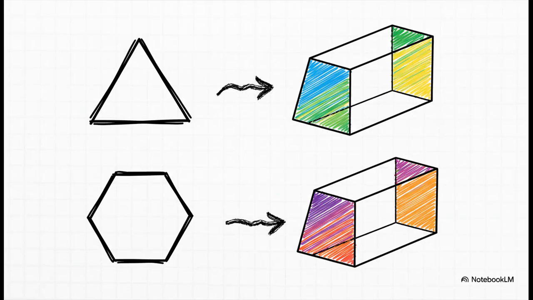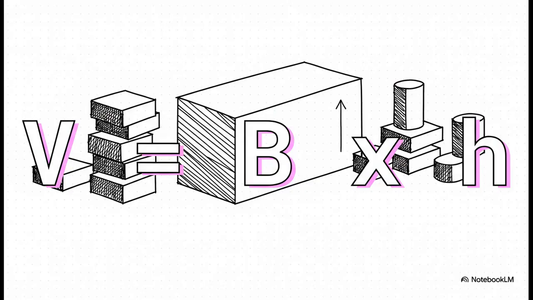What's great about this is that it gives us a ridiculously easy way to name them. You don't need some advanced degree, you just have to look at the base shape. Is the base a triangle? Well, then it's a triangular prism. Is it a pentagon? You guessed it, pentagonal prism. You get the idea? And this whole stacking logic makes finding the volume an absolute breeze.